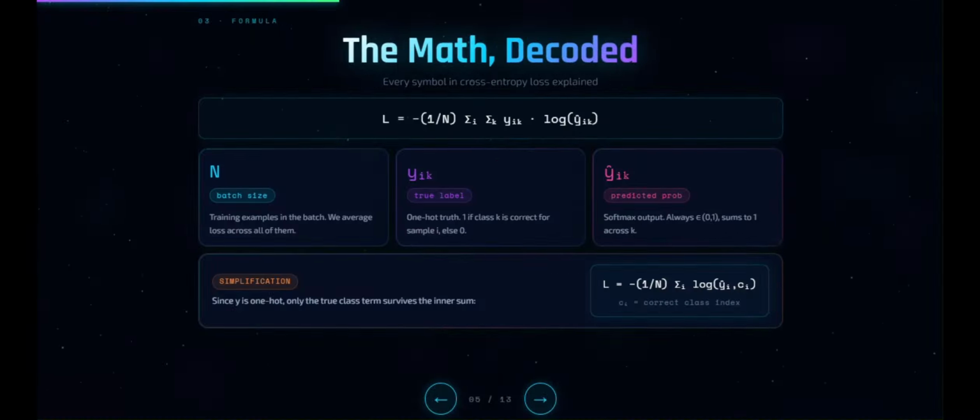Now let's look at the complete formula. Don't worry, it looks more complicated than it actually is. In the given formula you can see N is the batch size, y is the true label, and y hat is the predicted probability. But because the labels are one-hot encoded, almost every term becomes zero. Only the correct class survives. So the formula simplifies beautifully into this. This is the one formula you should always remember, which is this.